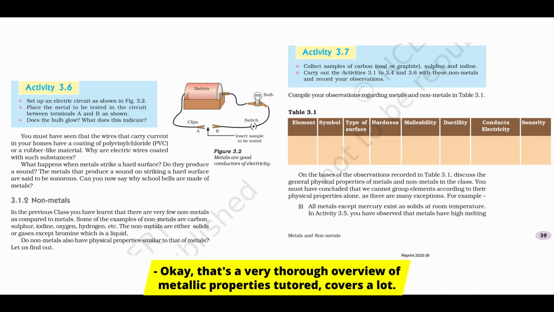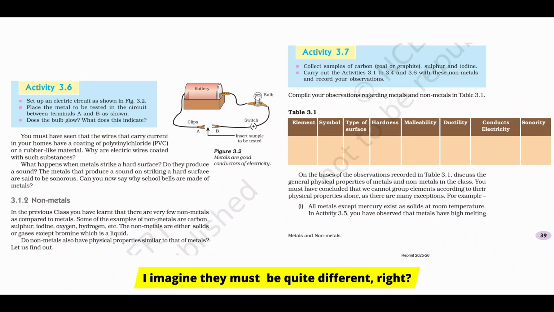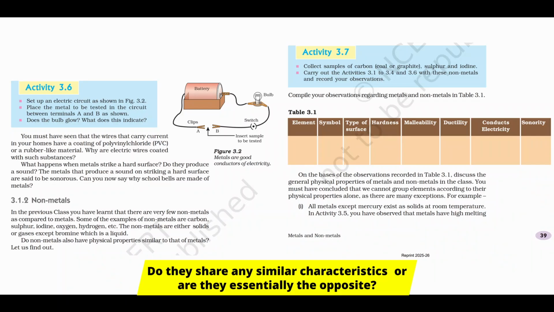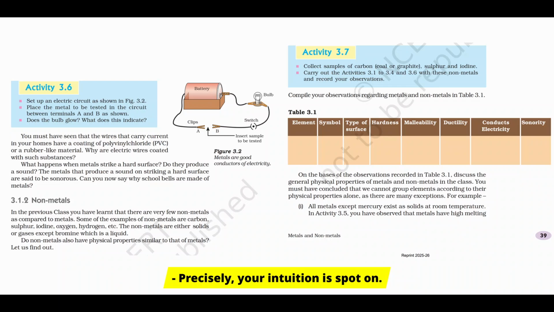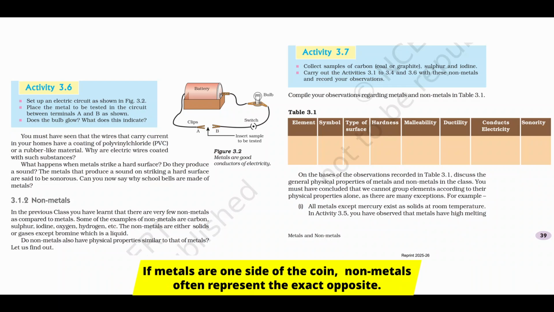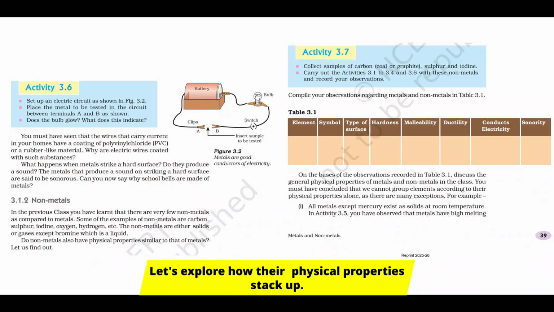Okay, that's a very thorough overview of metallic properties, Tudor. It covers a lot. But what about nonmetals? I imagine they must be quite different, right? Do they share any similar characteristics, or are they essentially the opposite? Precisely. Your intuition is spot on. If metals are one side of the coin, nonmetals often represent the exact opposite. Let's explore how their physical properties stack up.